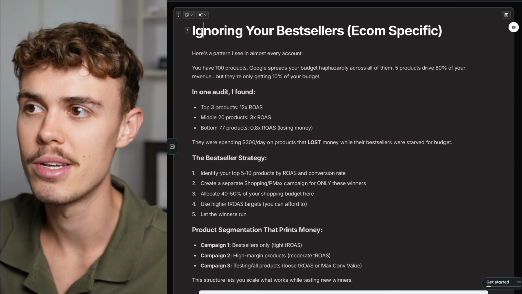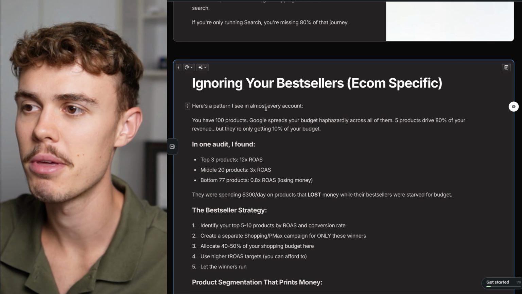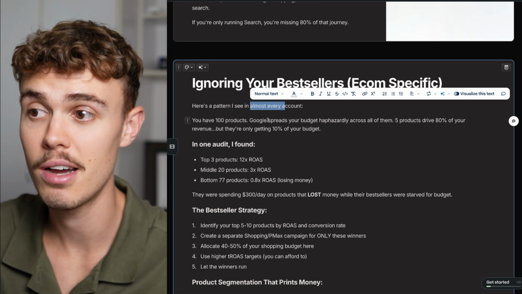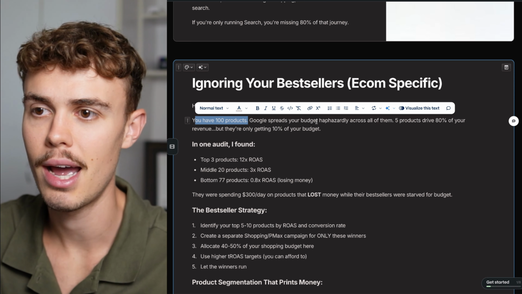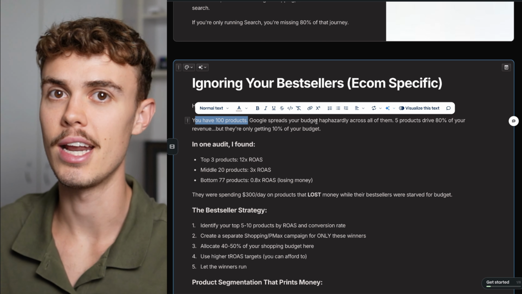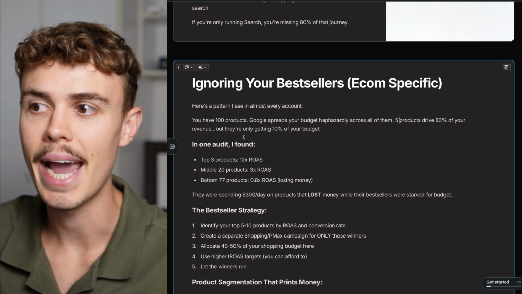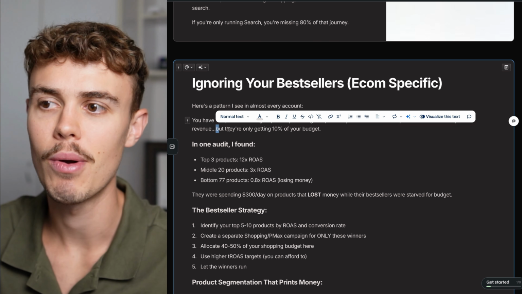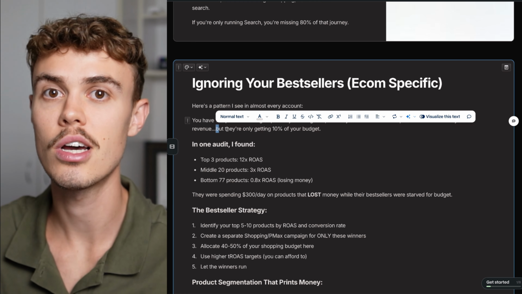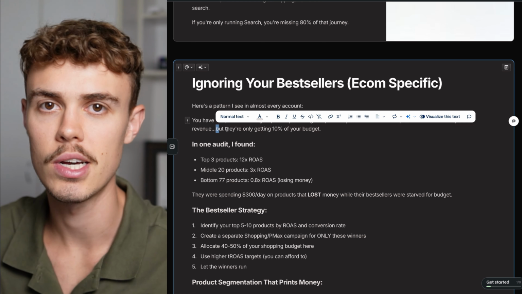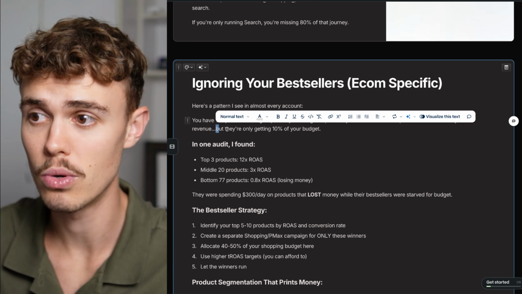All right, another issue I see is ignoring your best sellers. Now, this is particularly in e-commerce brands. Something I see in almost every e-commerce account is you'll have, say, 100 products. Google spreads your budget haphazardly across all of them. So it might allocate heaps to one, not much to another, et cetera. And 5 products will end up driving 80% of your revenue, but they're only getting around 10% of your budget. So what this means is you have these potential products that are showing such high promise, but Google doesn't realize that they're performing so well, and as a result, it doesn't allocate spend towards them.